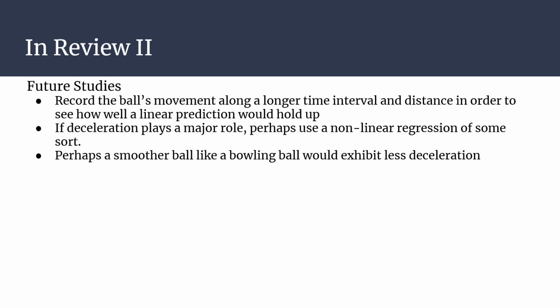So in the future, I would like to record the ball's movement along a longer time interval and distance in order to see how well a linear prediction would hold up. For example, if I saw that there's a lot of deviation, that it's really decelerating and is very concave down, I might want to use a nonlinear regression of some sort. So recording for a longer time interval and distance would allow me to see the role of friction. Also, I might want to use a smoother ball, like a bowling ball, that would exhibit less deceleration due to friction. Because the soccer ball is kind of lumpy and not smooth, it's going to be exposed to more friction than a smooth ball would be.